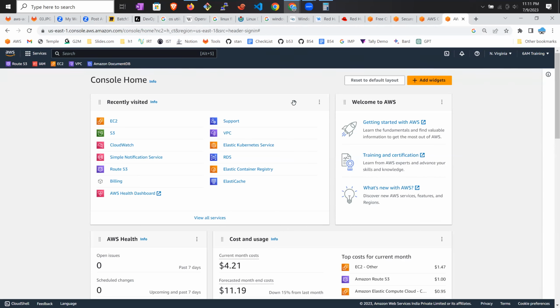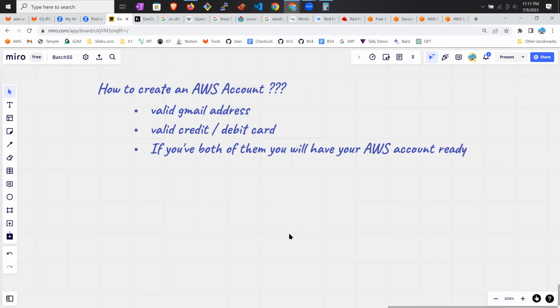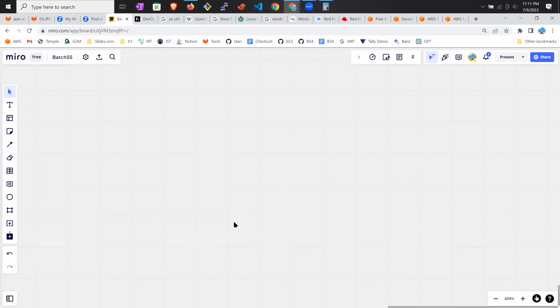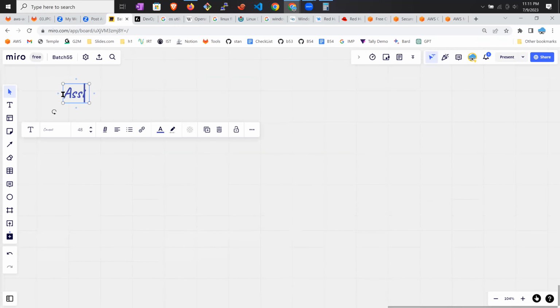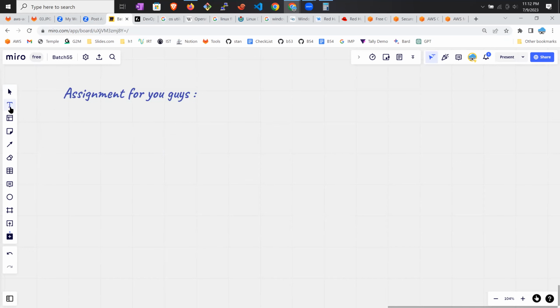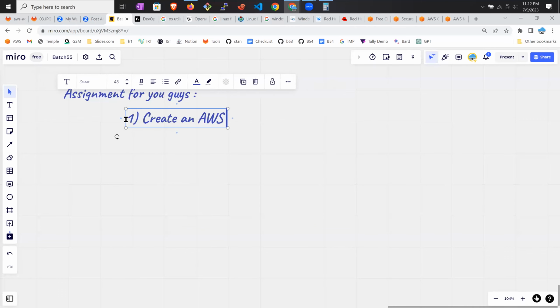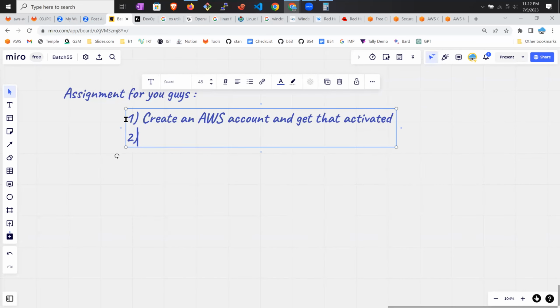So I want every one of you to create an account and be ready. So the assignment for you guys for tomorrow is I want every one of you to create an account and be ready so that you can start creating the servers from tomorrow. Assignment for you guys. Okay, so I want every one of you to create an AWS account and get that activated and ensure you're able to sign in. Okay, so these are the two things.